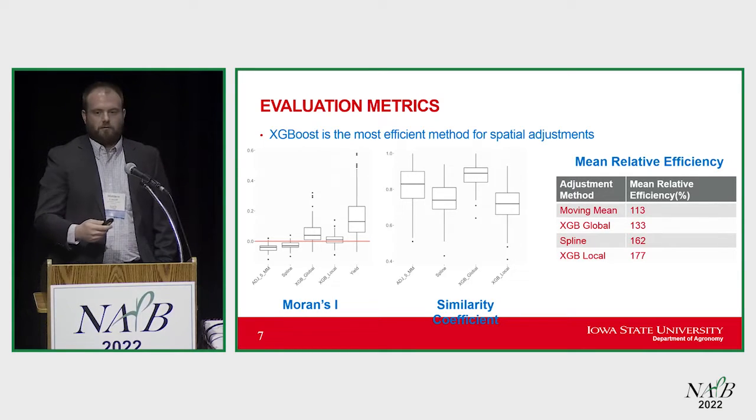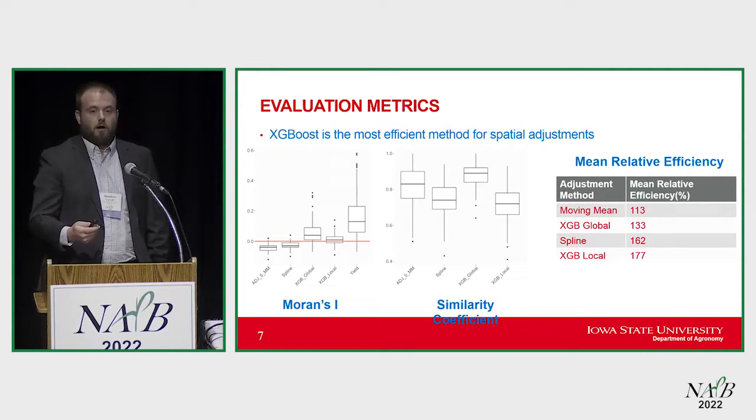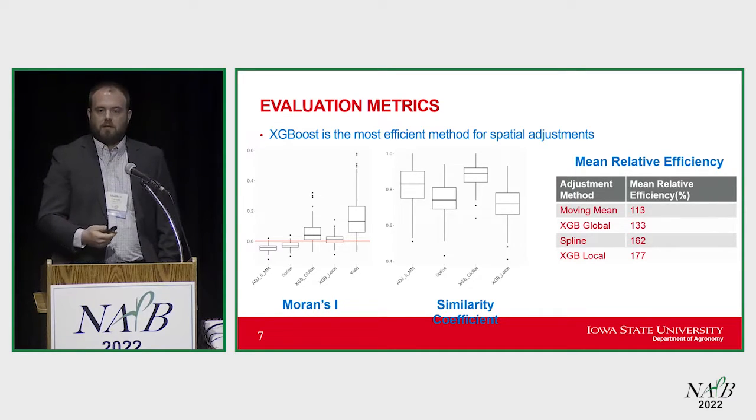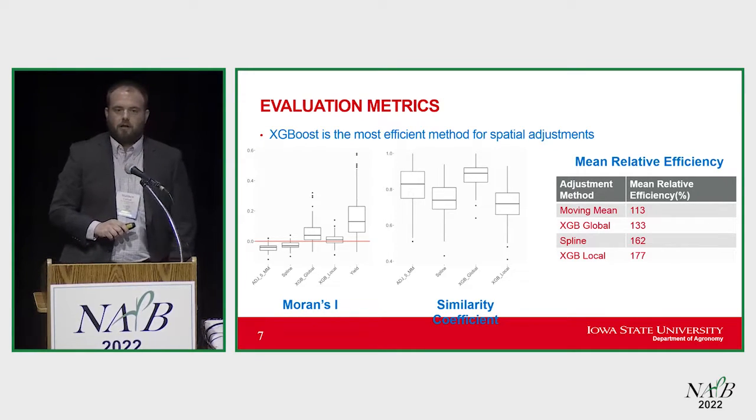And what you see is that all 4 methods that we tried for the spatial adjustment, they all reduced the spatial autocorrelation fairly well, but the XGB local model did have the median value across tests that was closest to 0. We then looked at the similarity coefficient.